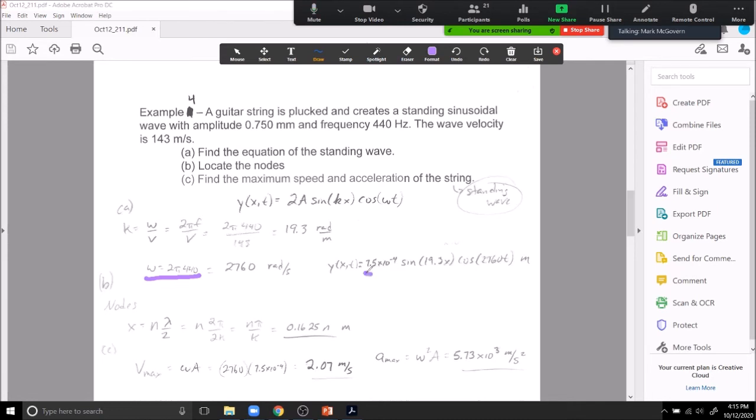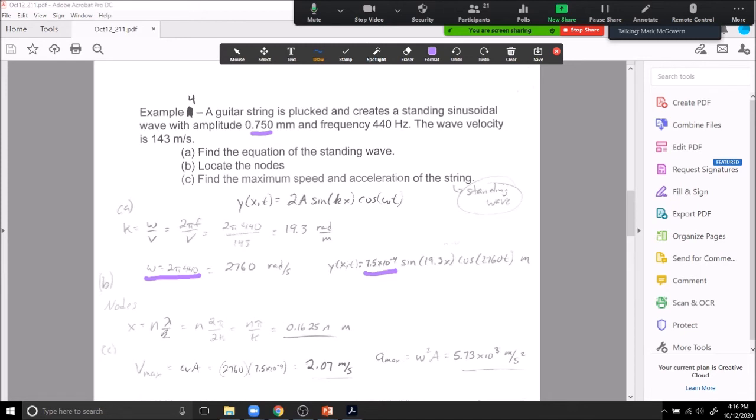Notice here that we're told that the standing wave has an amplitude of 0.75 millimeters. So that's not the value of A. That's the value of 2A. So I have the 7.5 times 10 to the minus 4 here. That's my equation.